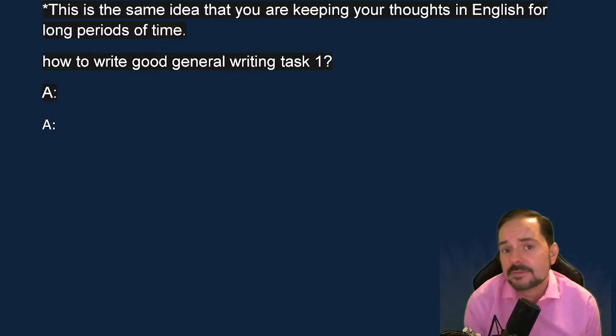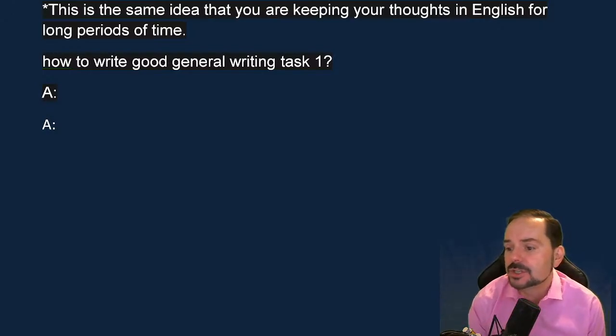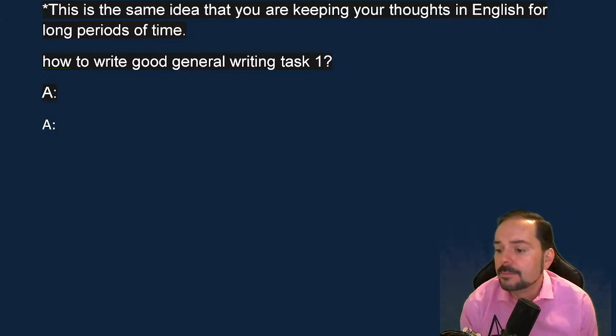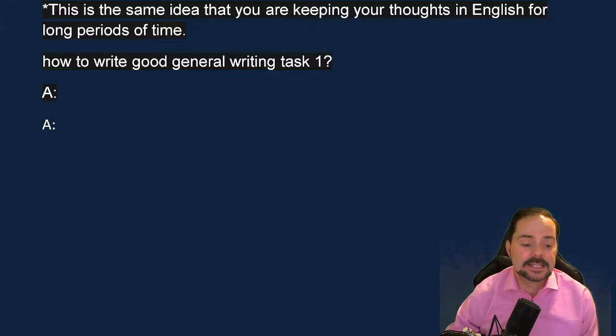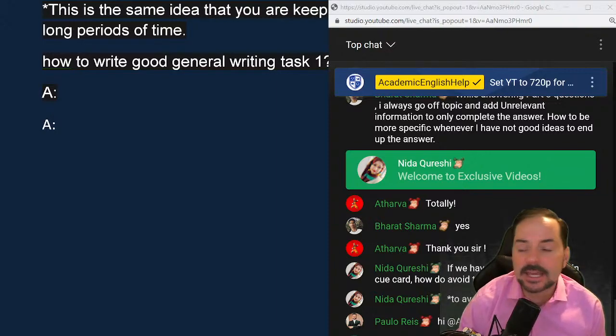There are different types of essays. And IELTS General Task 1, Academic Task 1, and Task 2 are fundamentally different essays. They're different types of essays. They require different types of information. So, Nida, Paulo, Amu, Bakrat, what is the fundamental type of essay, task 1 for general? So what is that? Okay, so what type of essay is task 1?